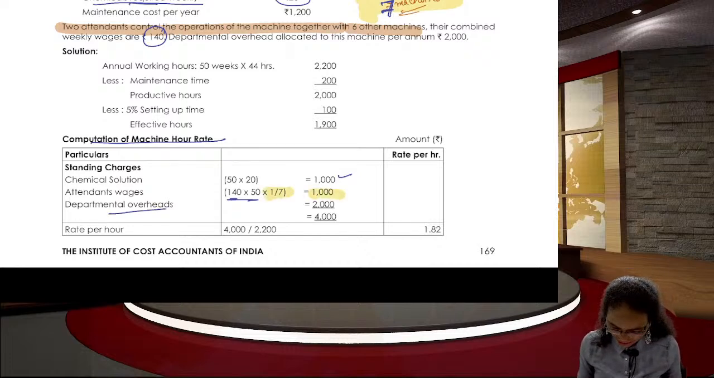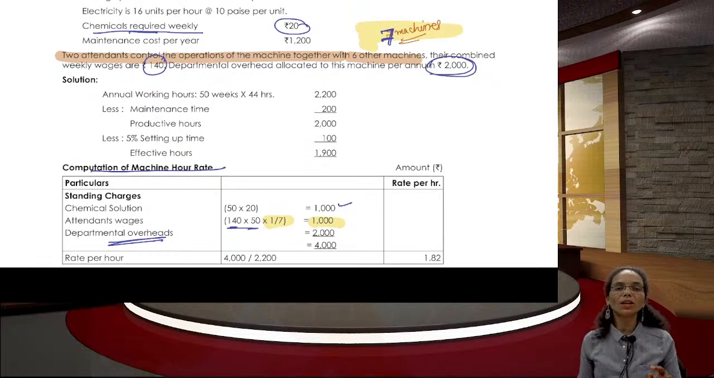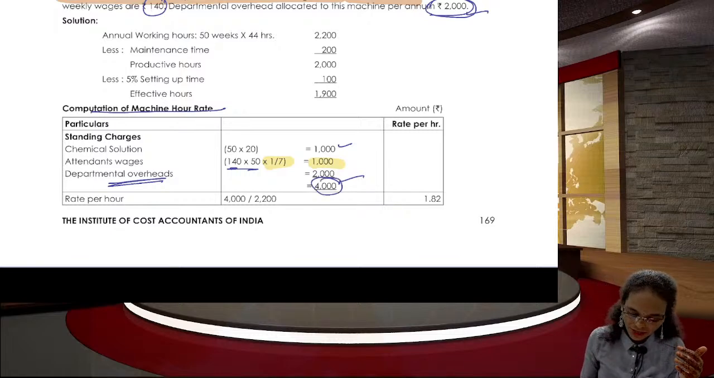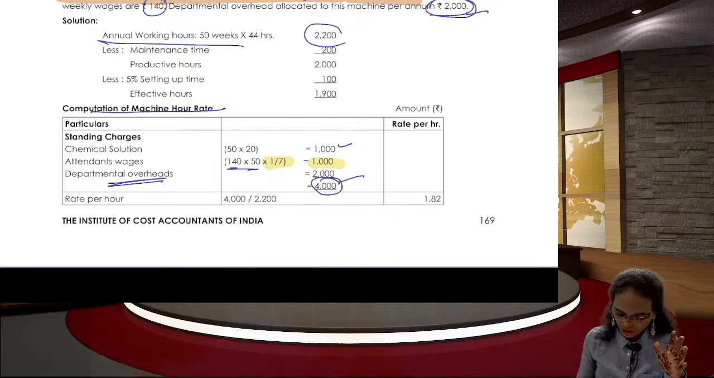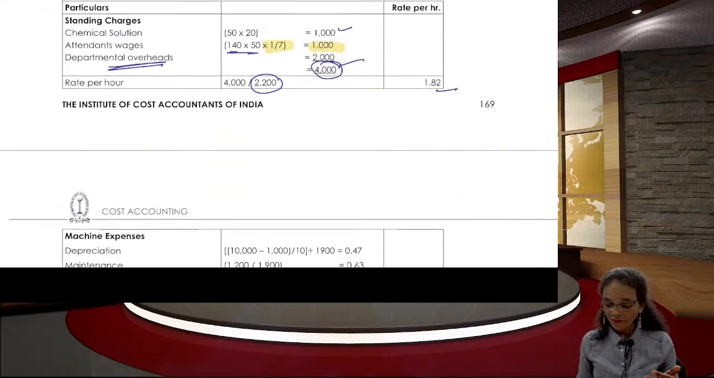Next one, departmental overheads. Departmental overheads allocated to this department is 2000. This is also a fixed one, so the total fixed expenditure is this much. I told you in the previous example that the fixed expenditure should be taken on the normal working hours. How many normal working hours do we have? 2200 working hours. So divide by 2200, and you will get this one. This is the fixed one.